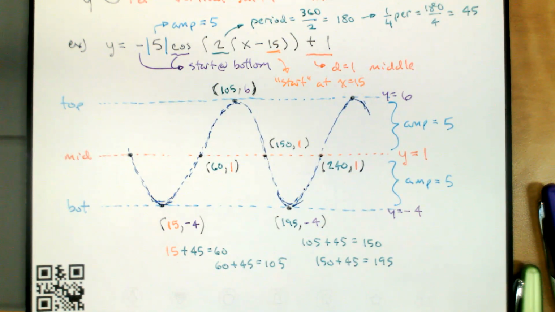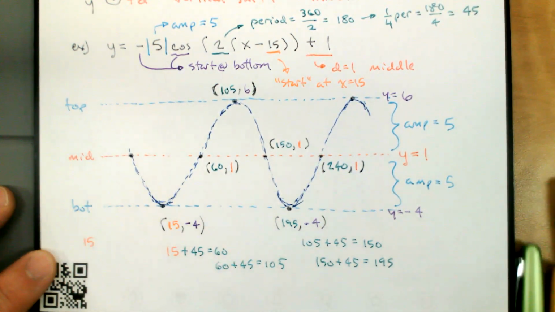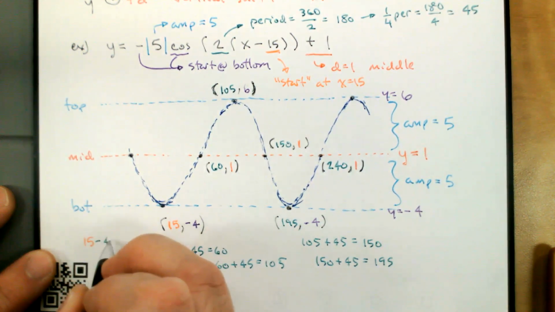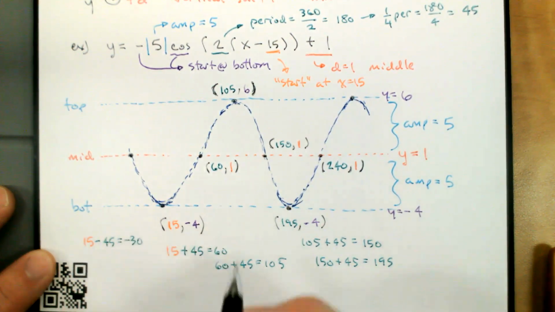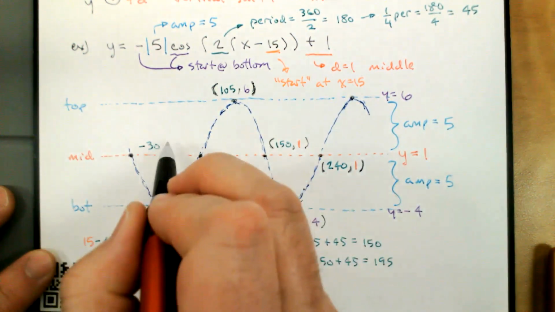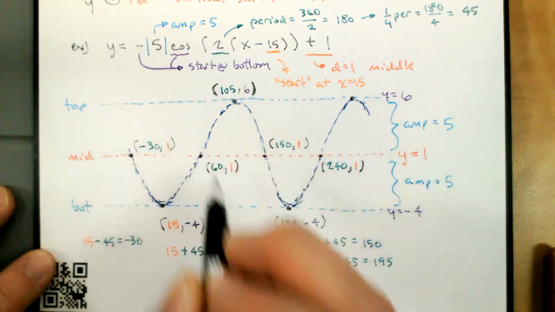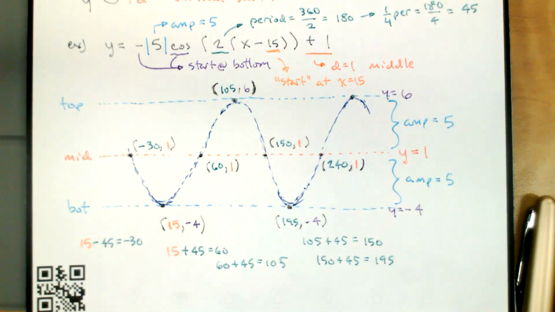If we go backwards from 15, 45 degrees in the other direction, if I look at 15 and subtract 45, if I subtract a quarter period, that'll tell us what's going on here. Here we'll be at negative 30, in the middle at 1 again. So one point, the middle going down, is at negative 30. The next point where the middle is going down is one period later. Negative 30 plus 180 is 150.